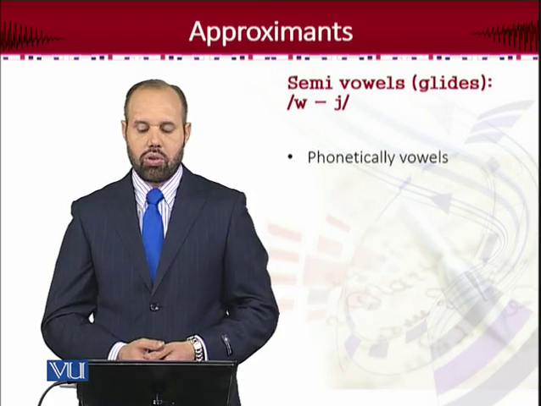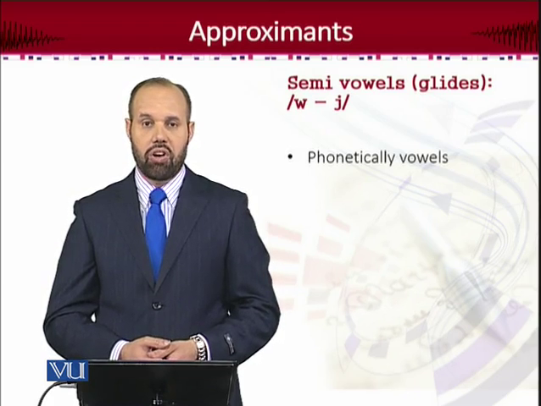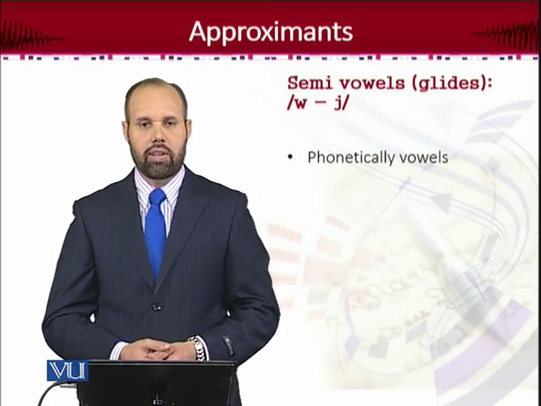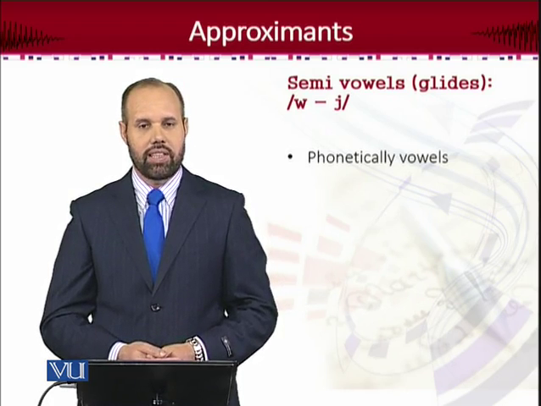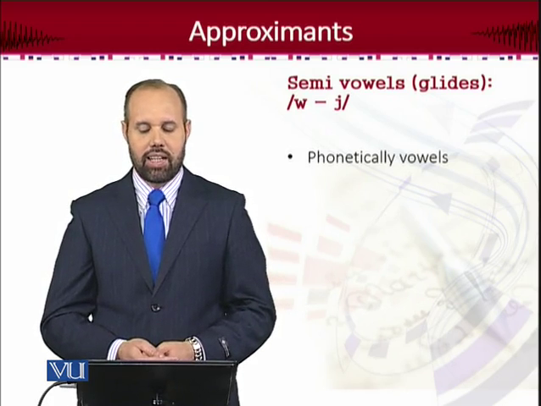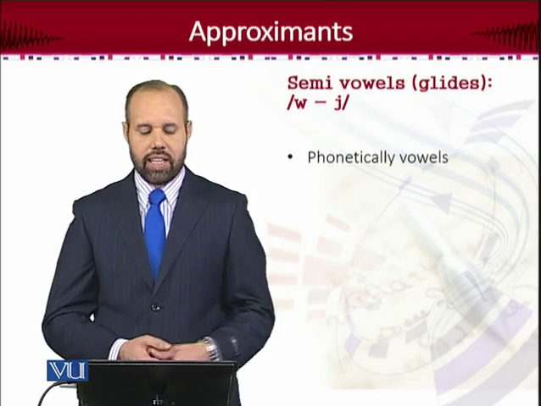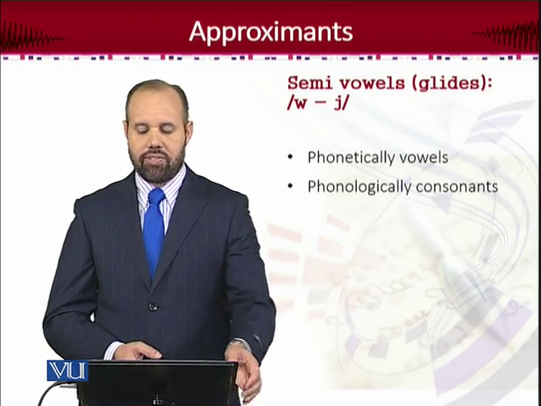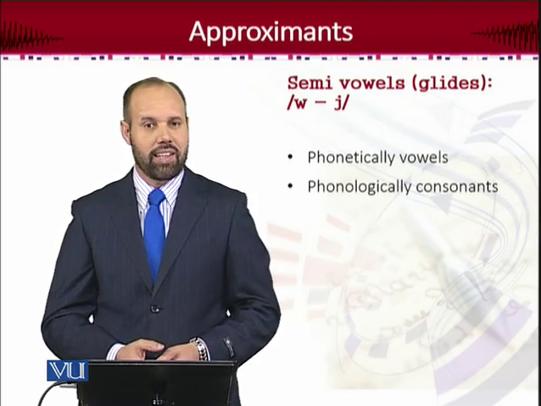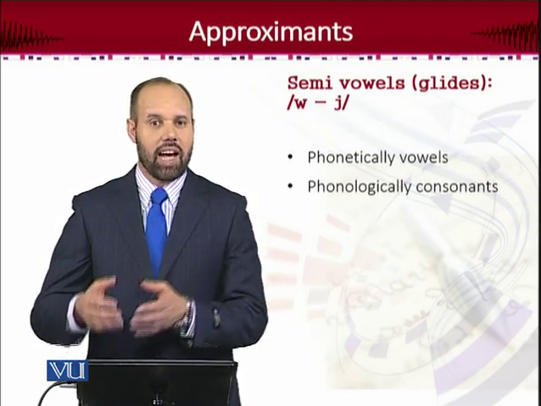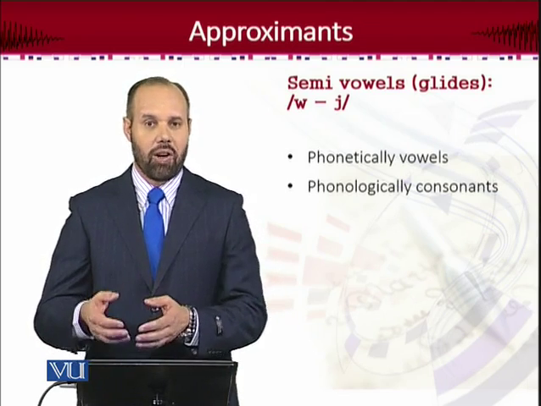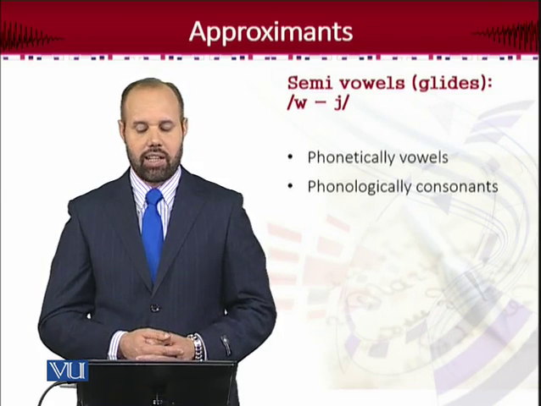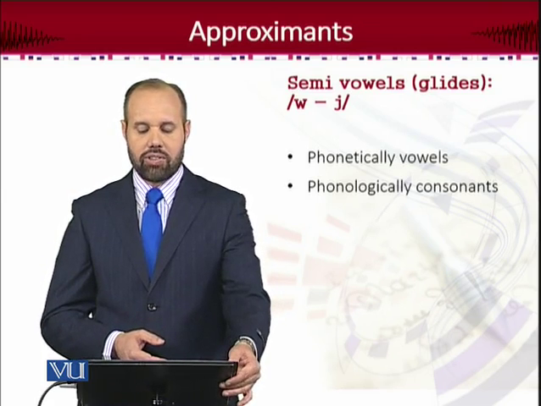Then we have 2 more approximants which are W and Y. These are also called semivowels and glides, right? They are phonetically vowels, right? But phonologically consonants. What is meant by this? Because the features of vowels are found there by default. So that's why we call them phonetically vowels. But phonologically, they are consonants.